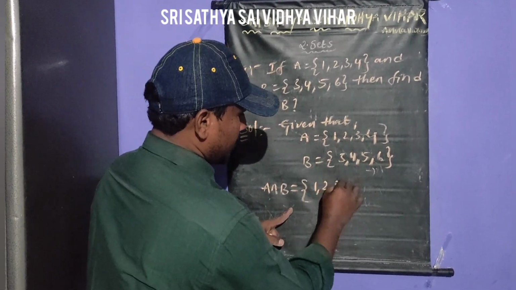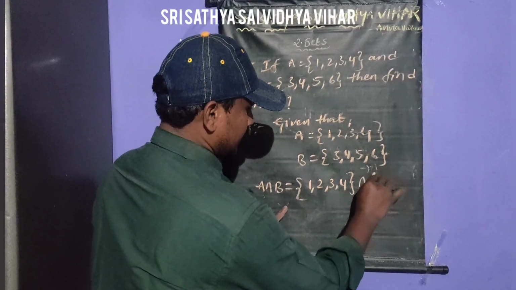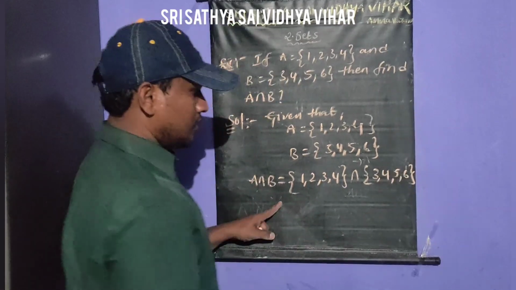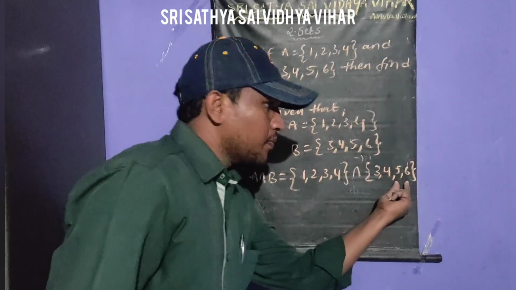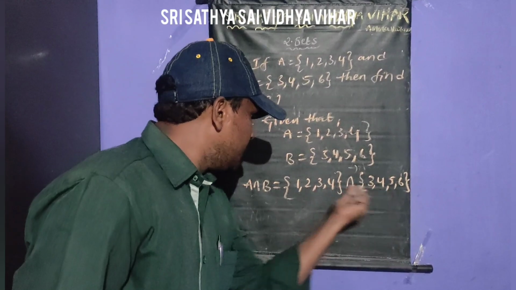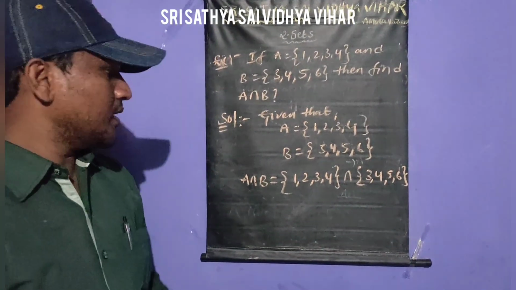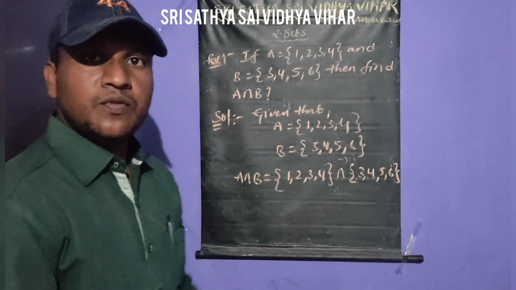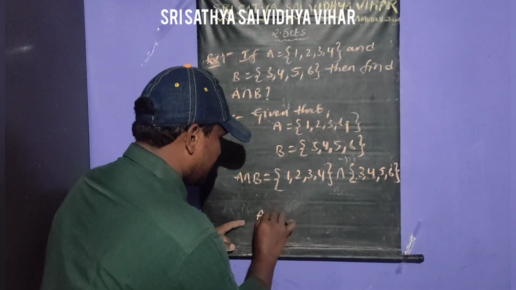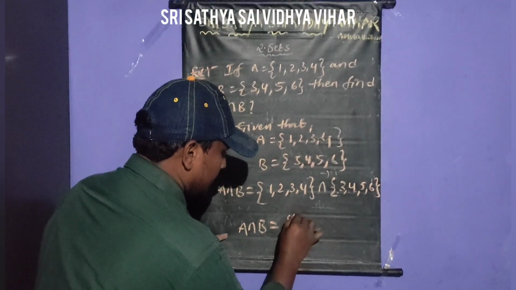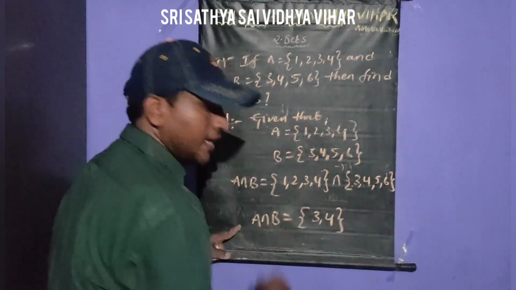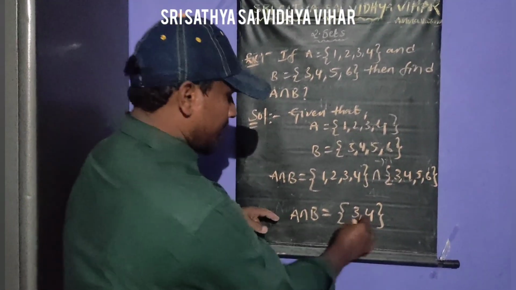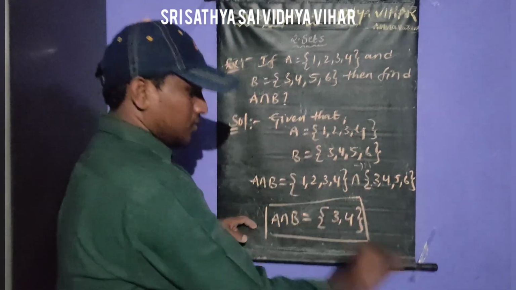Set A, {1, 2, 3, 4}, intersection {3, 4, 5, 6}. Set A and set B, observe. Which elements are common here? Observe here, 3, 4, here also 3, 4. That's why A intersection B is equal to {3, 4}, only the common elements. Then find A intersection B: {3, 4}. Okay, thank you.